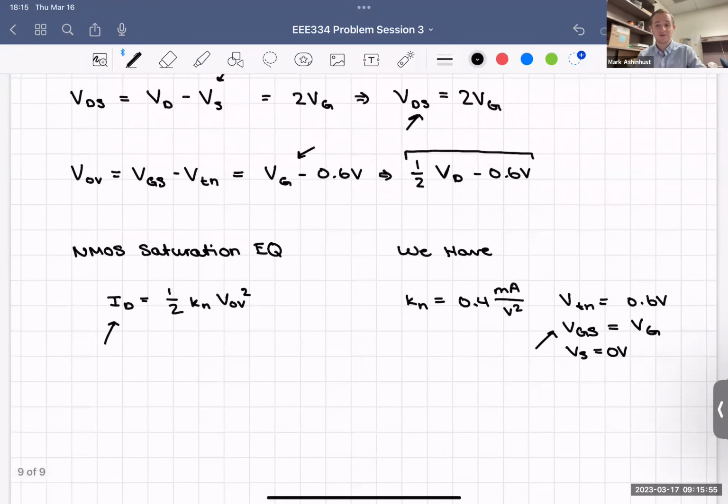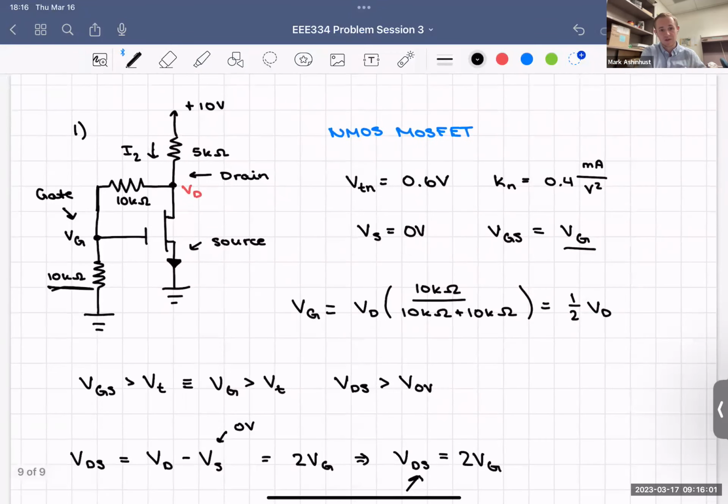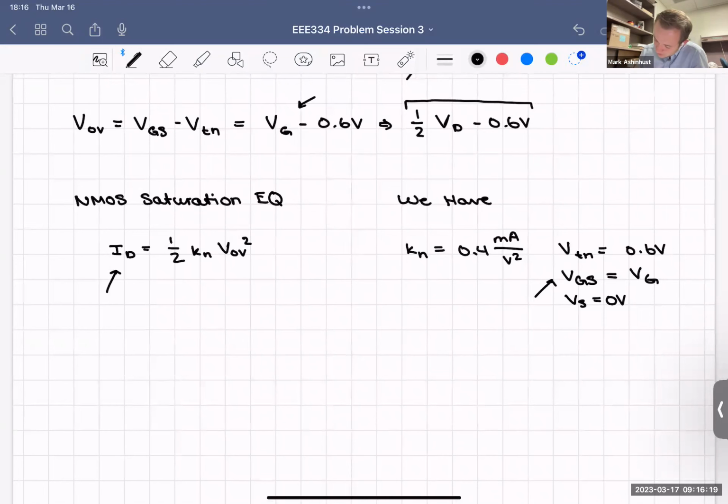So what we need here is to find ID, because once we find ID, look it back up here, ID is going to be the same thing as I2. If we know I2, then we can just do VD equals 10 volts minus I2 times 5 kilo ohms, which is exactly what we're going to do once we figure out what I2 or ID equals. So we know VD, when looking at the circuit, is 10 volts minus I2 times that resistance, kilo ohms. Amps times ohms is volts. That lines up, that looks good.